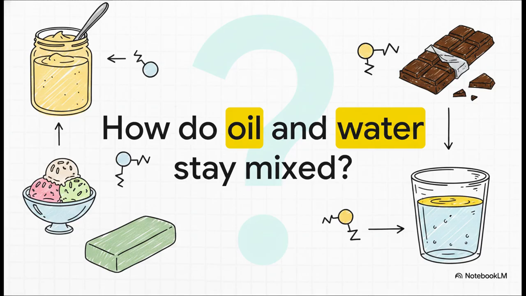How do things like mayonnaise, ice cream, margarine, and chocolate stay so perfectly mixed when oil and water naturally want nothing to do with each other? We all know that visceral conflict. Pour oil into a glass of water and they immediately retreat into their own corners. So to keep these incompatible liquids locked in that perfect, creamy embrace, we need an invisible protagonist.